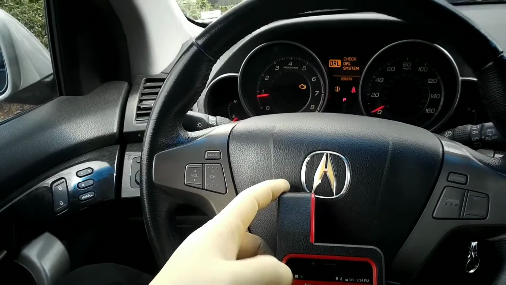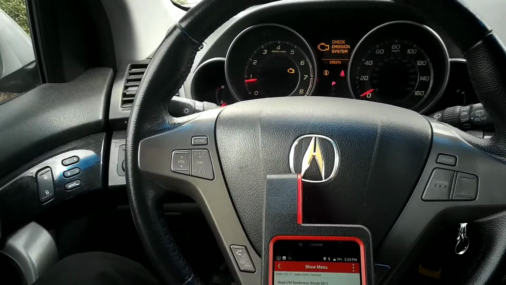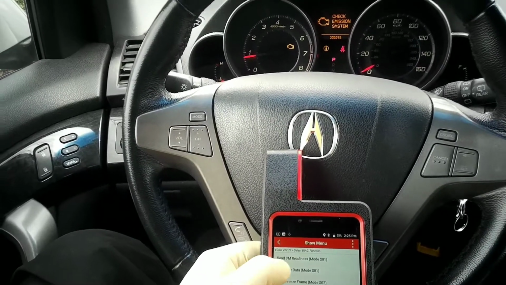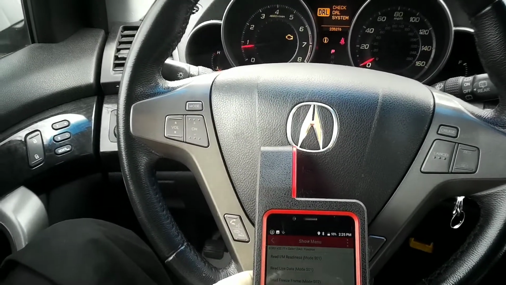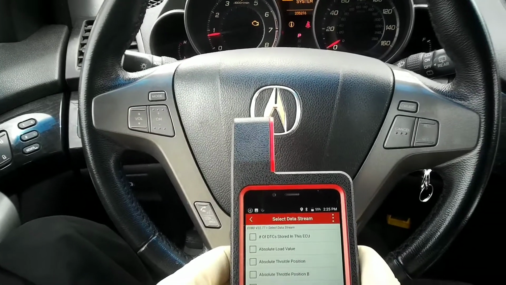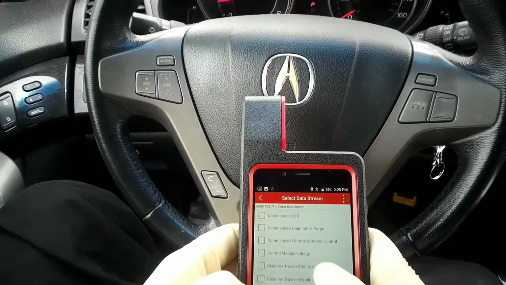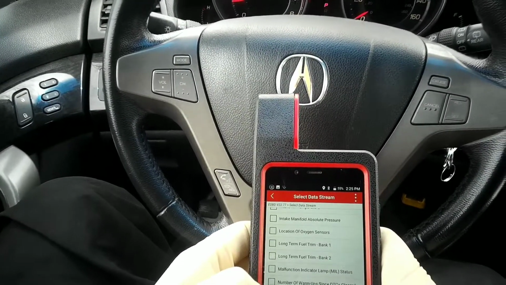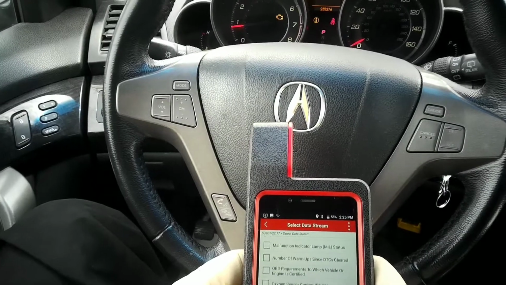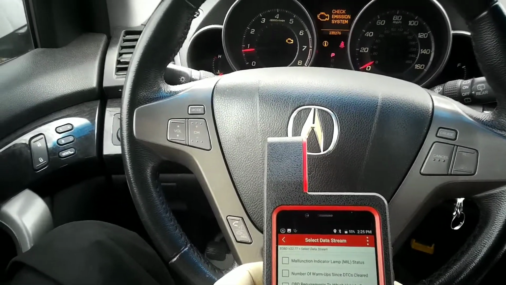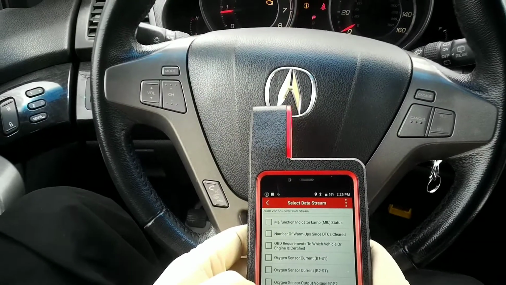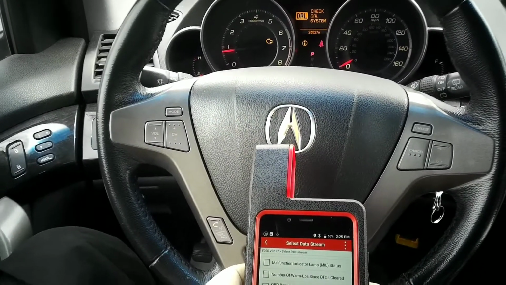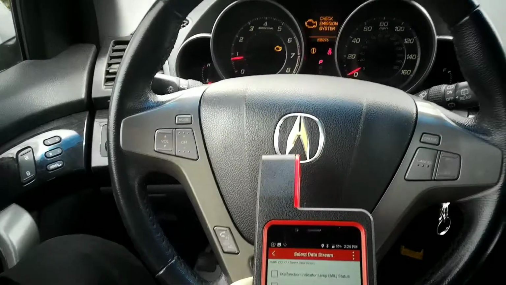Anyway, I'm going to show you how to check for a bad catalytic converter with your scan tool. So let's go to live data. And all we're going to select is our downstream O2 sensor readings, because your downstream O2 sensors are what monitor the efficiency of the catalytic converter. Oxygen sensor output voltage, bank 1 sensor 2. Oxygen sensor output voltage, bank 2 sensor 2.